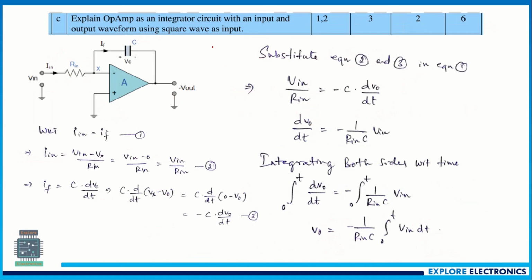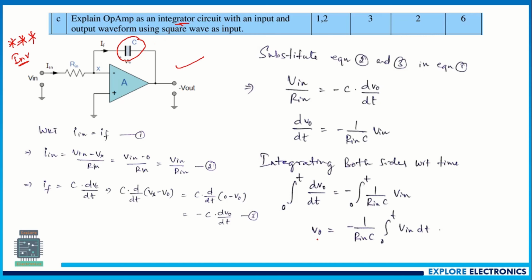Explain op-amp as an integrator circuit with input and output waveforms using a square wave as input. So this is the op-amp integrator circuit. This question was also asked in the previous question paper, set 1. This is also very important. In the integrator circuit, if you take the inverting op-amp amplifier, you just need to replace the feedback resistor by a capacitor. Then it becomes an integrator.